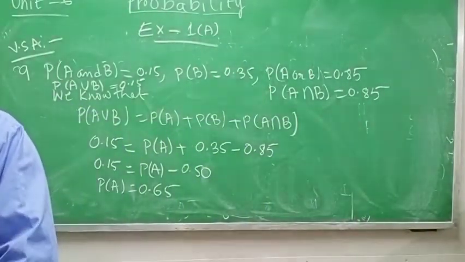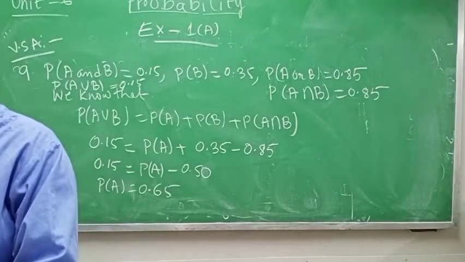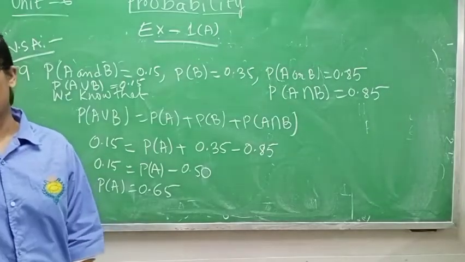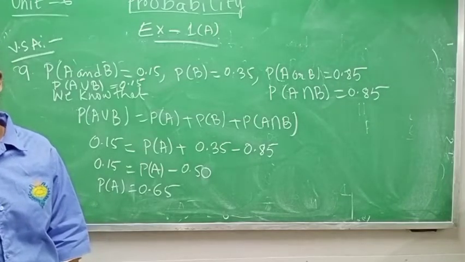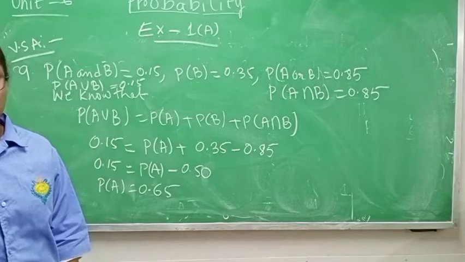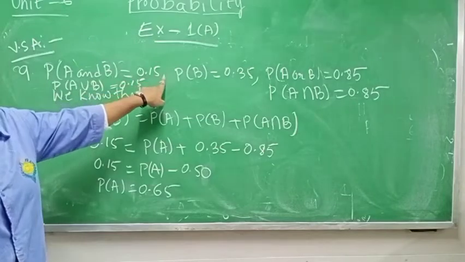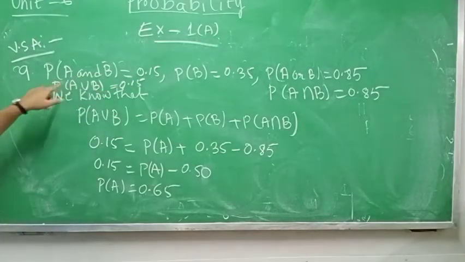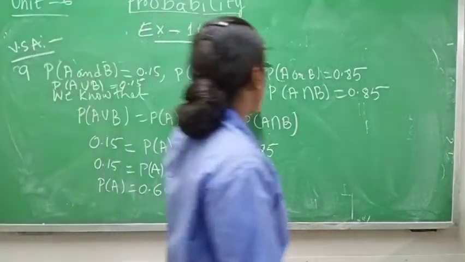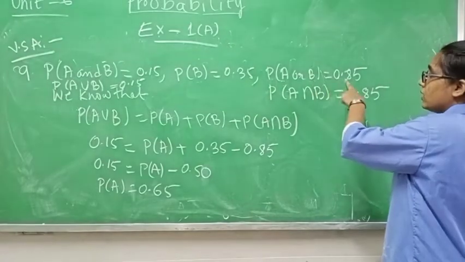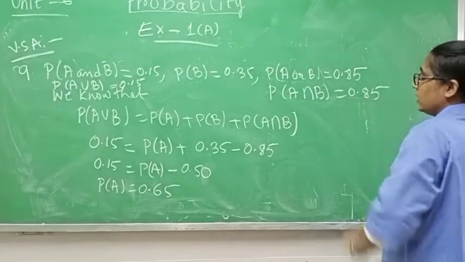Question number 9. If A and B are two events associated with a random experiment such that P(B) equals 0.35, P(A or B) equals 0.85 and P(A and B) equals 0.15, find P(A). So I have written P(A and B) equals 0.15 as given, and P(B) is given 0.35. P(A or B) is given 0.85, where or means union.